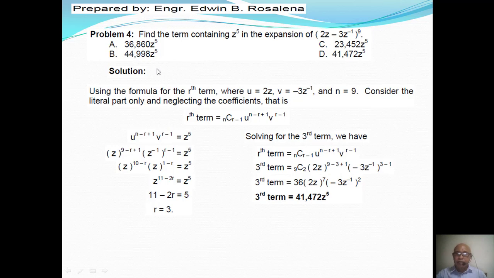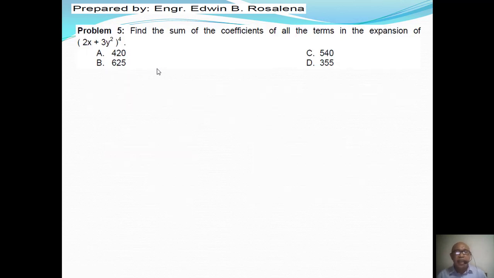Okay. Next problem, we have here: Find the sum of the coefficients of all the terms in the expansion of (2x + 3y) to the power 4. Okay? So, ano yung hinahanap? Sum of the coefficients of all the terms in the expansion. Paano ba yun? Ano yung na-discuss natin kanina? So we will substitute 1 to the variables and then we evaluate. Okay, natandaan niyo?